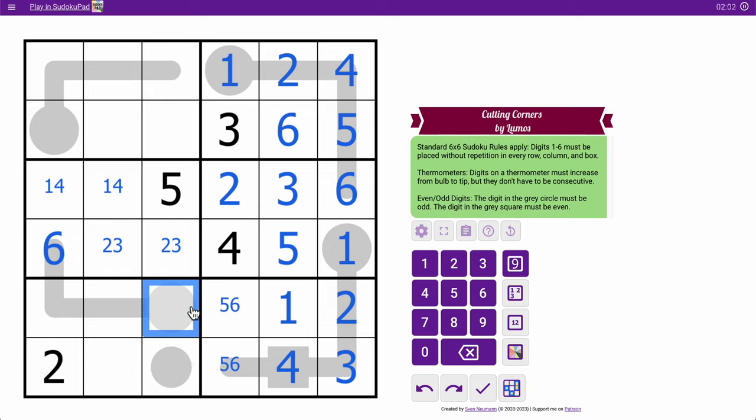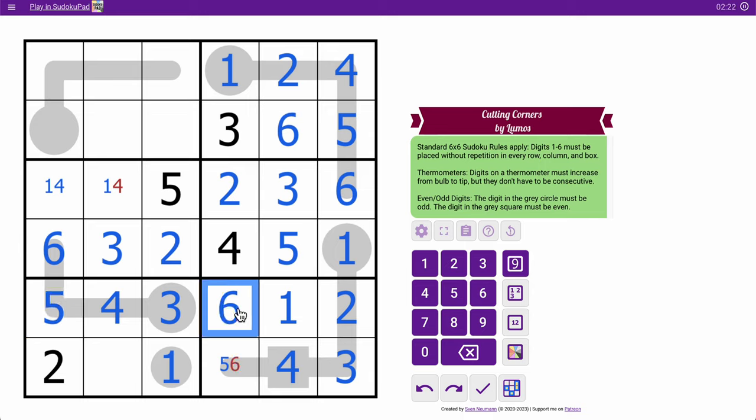But this is 5, means these are 1 and 3. And I actually know the order. So, 2, 3, like that. Those are 4, 5, and I know the order because of the thermometer logic. Okay, that's 6. 4 makes that 1, that 4.